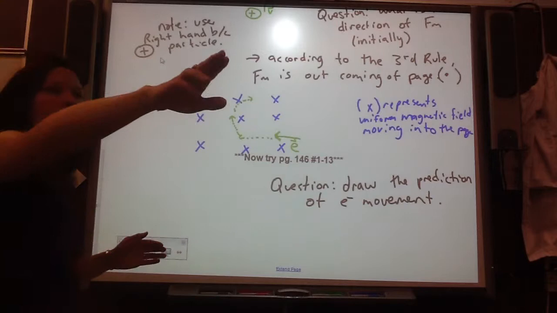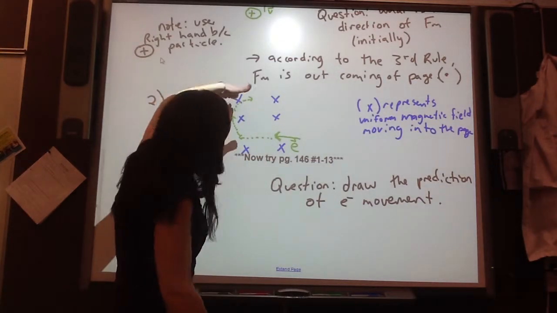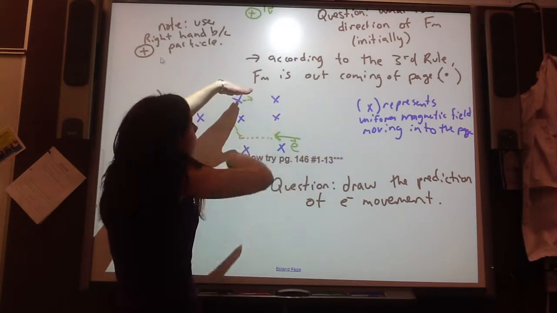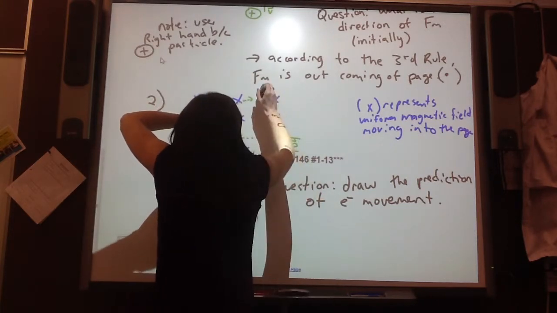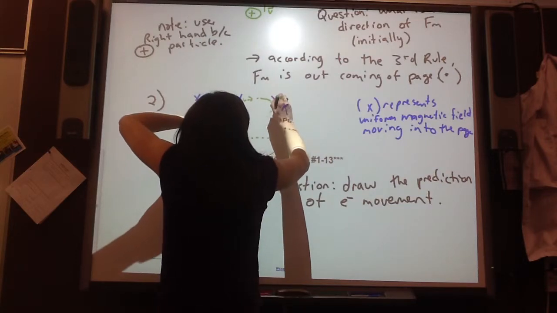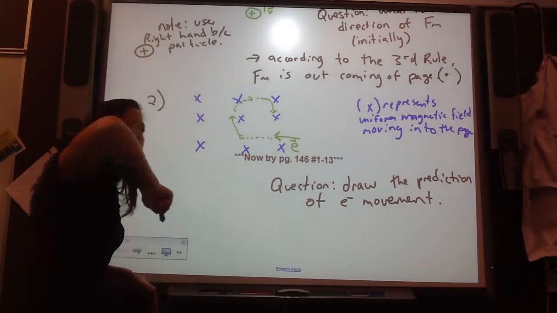So now let's follow here. Say we're going into the page. Now my electron is going that way. Which way is it going to be forced? Down. See that? So now as it goes along, it's going to be forced down. So that's how it gets a circular motion.